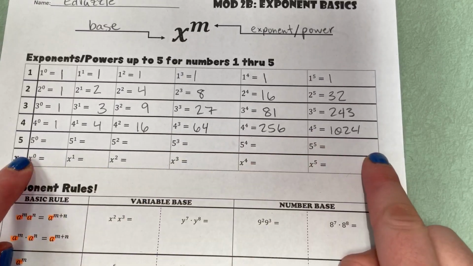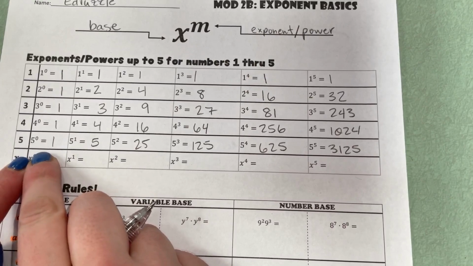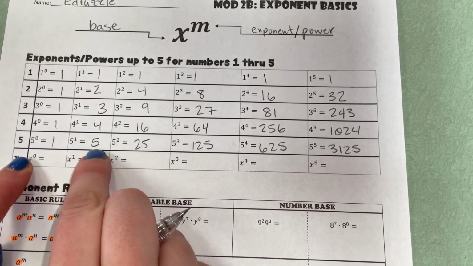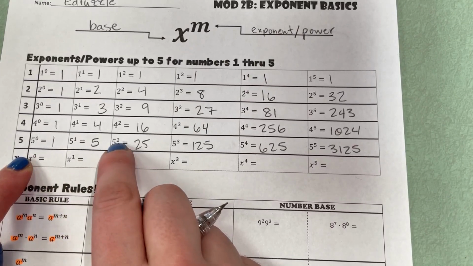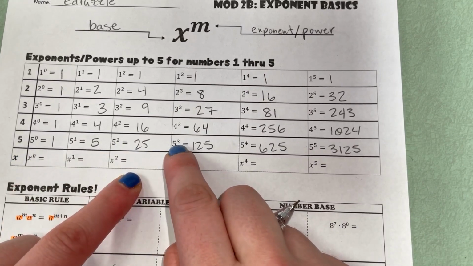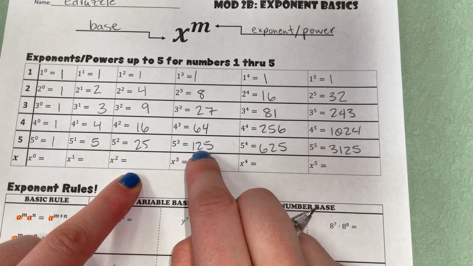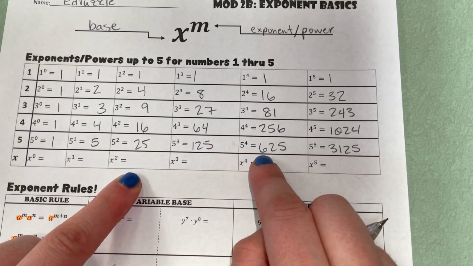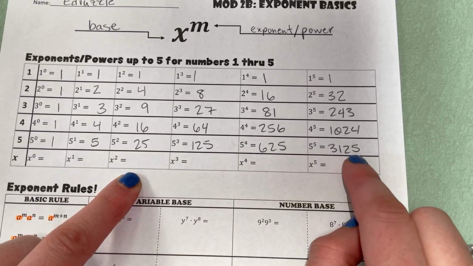Now let's do 5's. All right, so 5 to the 0 is 1. 5 to the 1 is 5. 5 squared, when it's a 2, you say squared, is 25. 5 cubed, or 5 to the 3rd, means the same thing, is 125. 5 to the 4th, 625. 5 to the 5th, 3125.